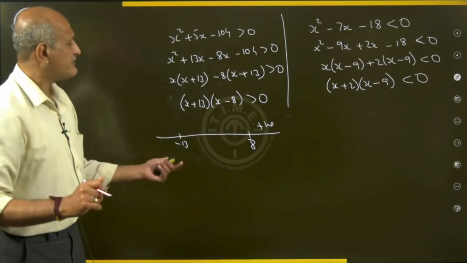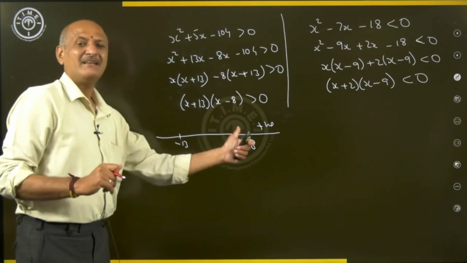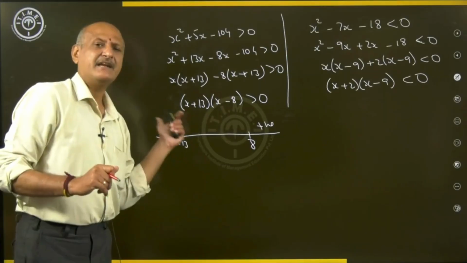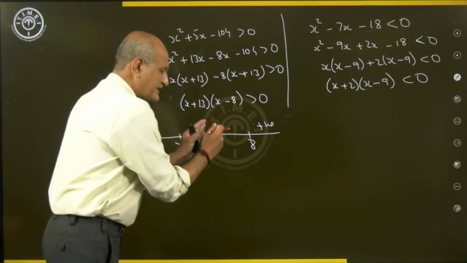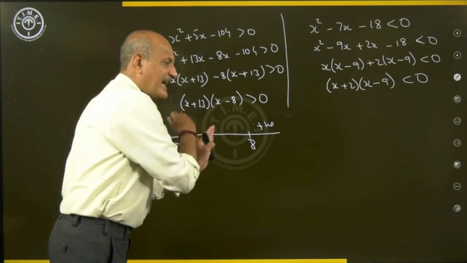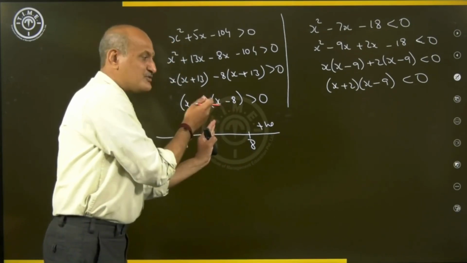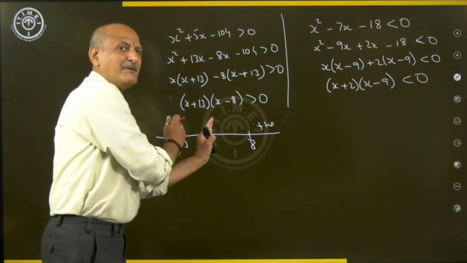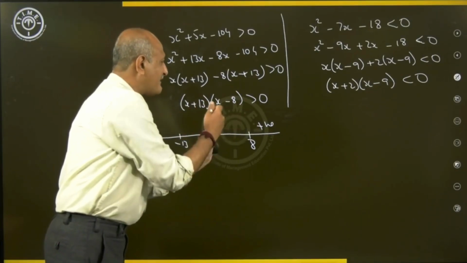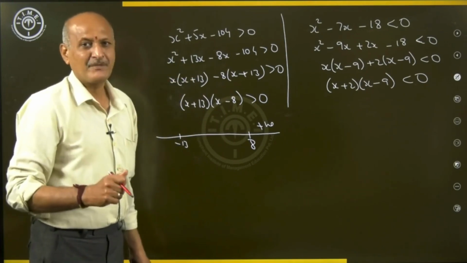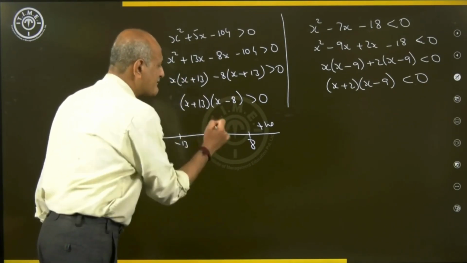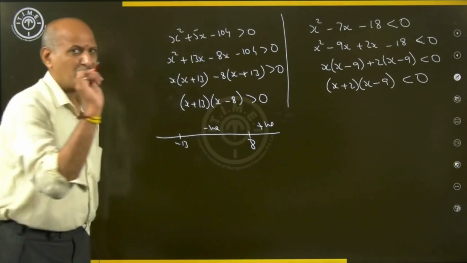In the same manner, observe it. For numbers which are less than 8 and greater than minus 13, that is, for numbers between minus 13 and 8, you will see that x plus 13 will be positive, but x minus 8 is negative. Positive into negative will be negative. So what are we getting? This expression becomes negative. That's the point to identify.